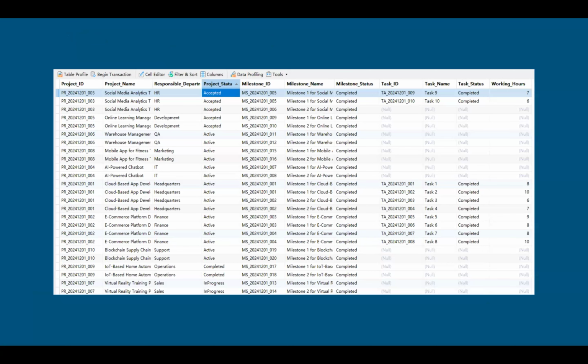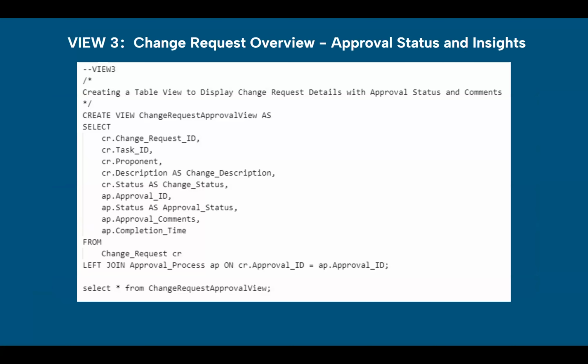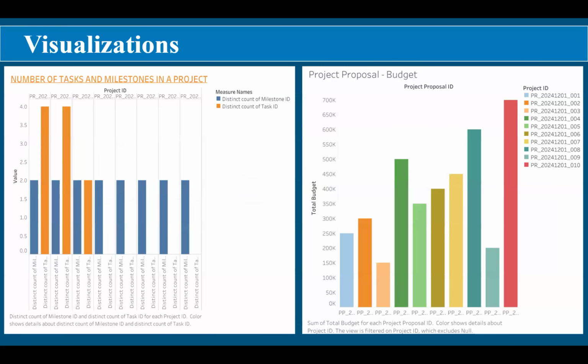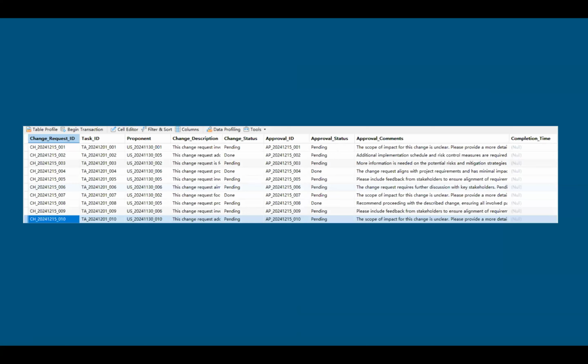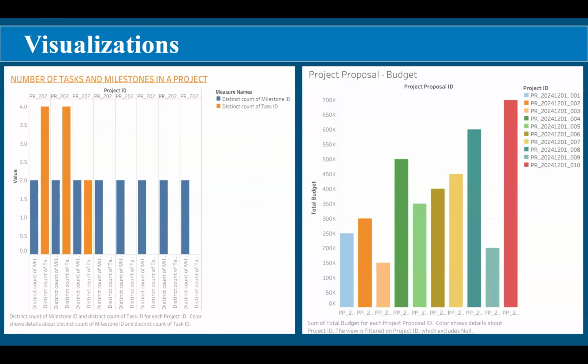Okay, so let's move to the next slide, and it's real quick. It's a view that shows both the change request and the approval status, and most importantly, we can easily track the feedback from the supervisors in this view. Next slide, please. And now we are in the final part.